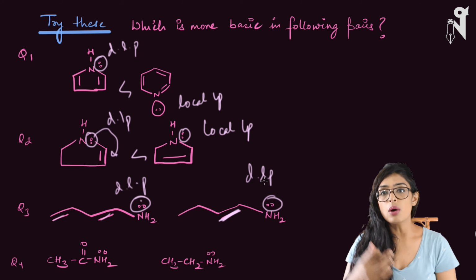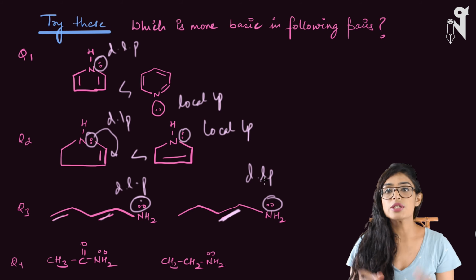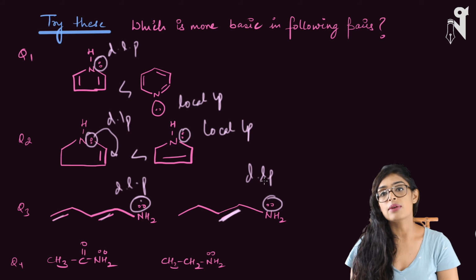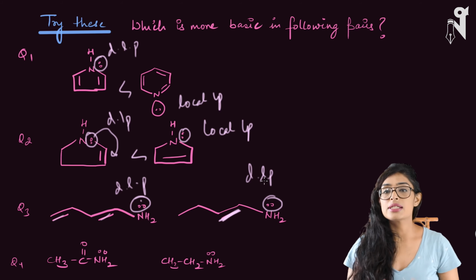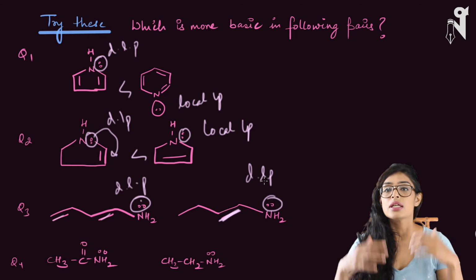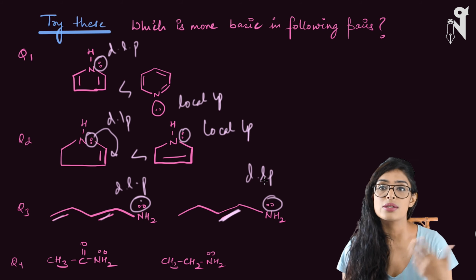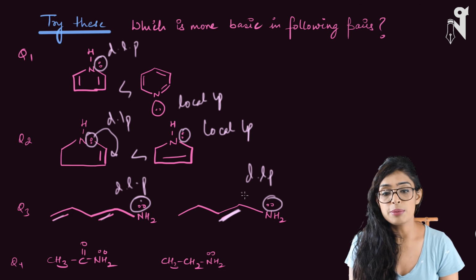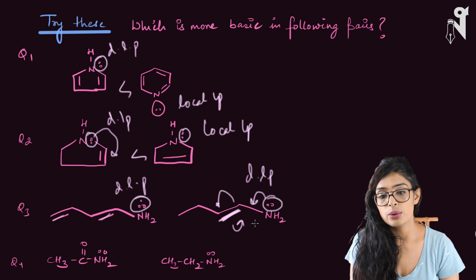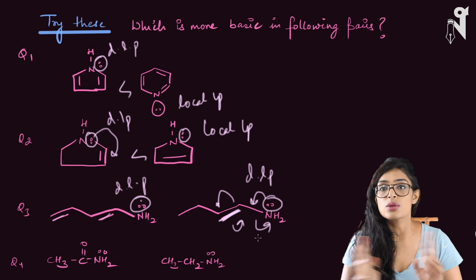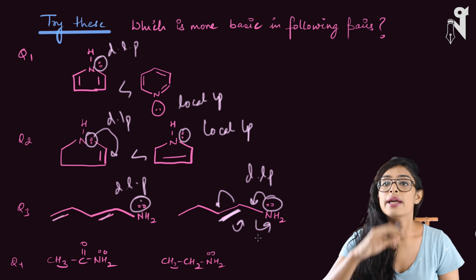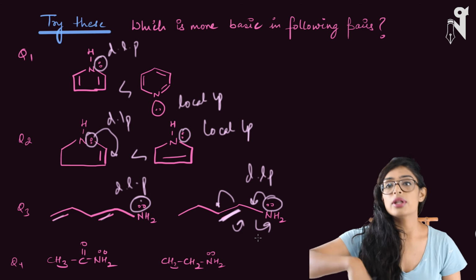So how do we now compare their basic strength? Whichever is less delocalized will be more basic. In that case, the lone pair will be spending more time on nitrogen if it is less delocalized. If it is more delocalized, it will be spending more time at other places and less on the nitrogen. So here it will be resonating. This pair of electrons will go here and this will shift over here. Then again this will go here and this will come back here. So there are two resonating structures going to form. In one, the lone pair is going, in one the lone pair is coming.